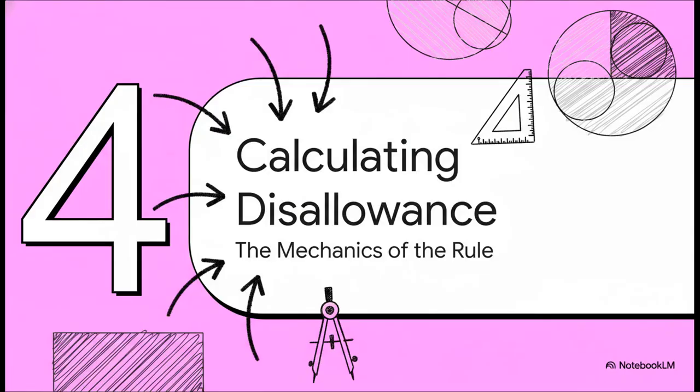Okay, so how does this actually work on your tax return? I mean, how do we calculate the disallowance? Well, the IRS doesn't just eyeball it or use some rule of thumb. Oh no. There is a very precise mathematical formula for this, laid out in Treasury Regulation 1.911-6(c). Let's break it down.